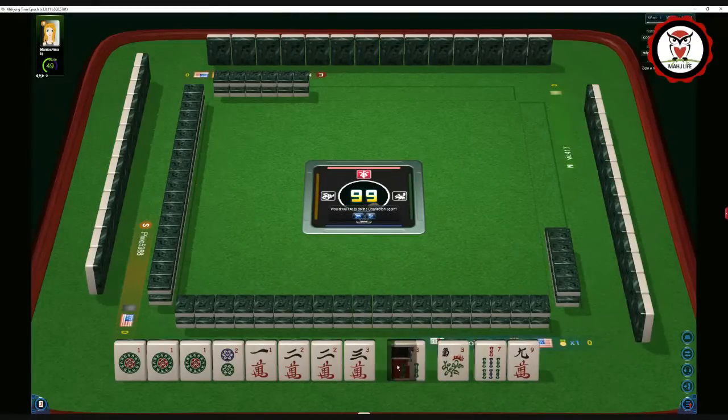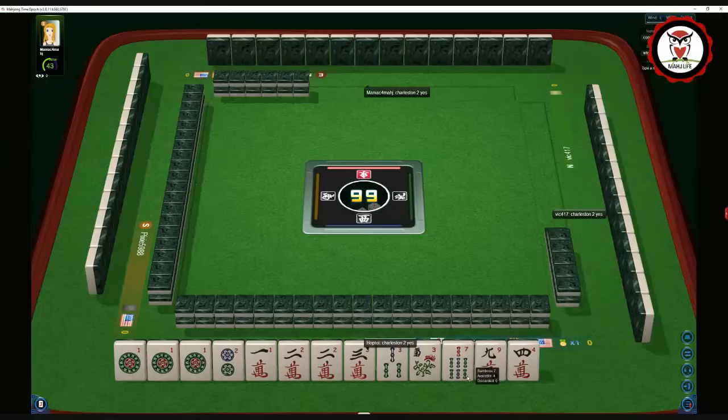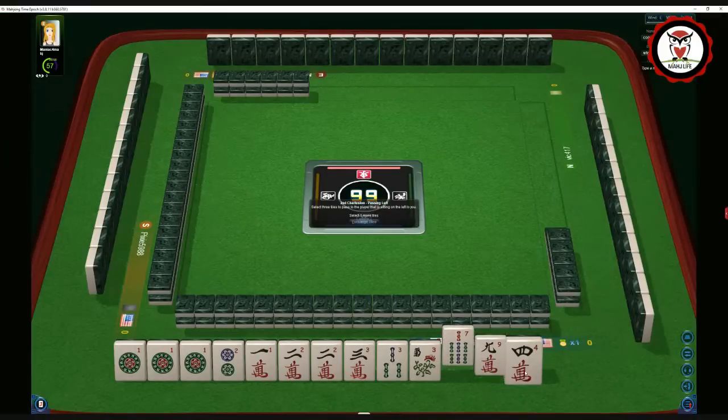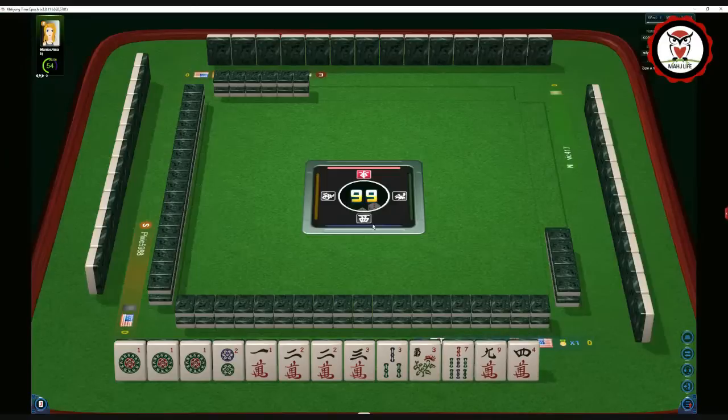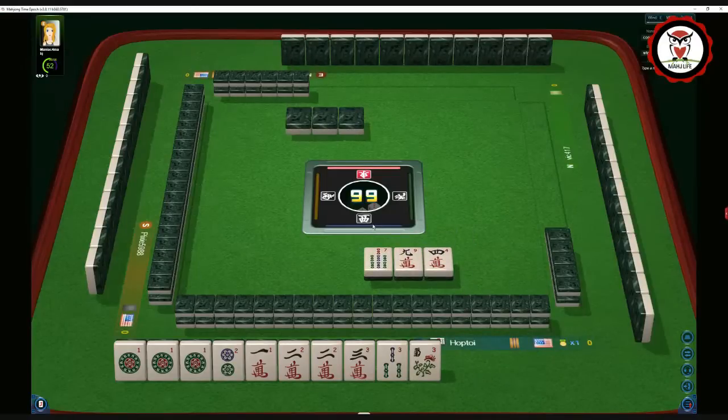Oh, here's 1, 2, 3, 4. We definitely want to keep going. We have tiles to pass. I'm thinking 1, 2, 1, 2 or 1, 2, 3 mixed suit Kongs.